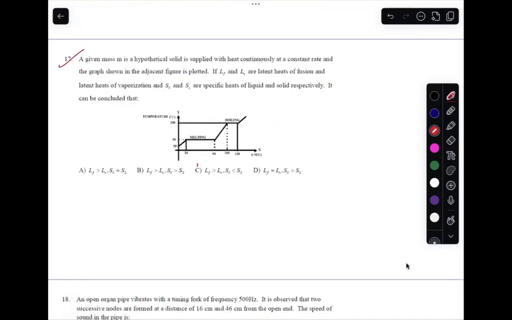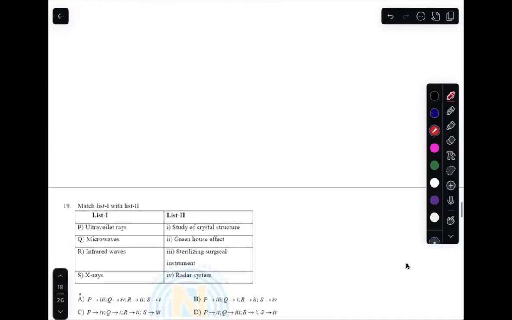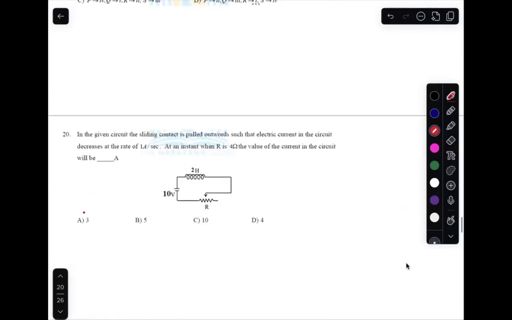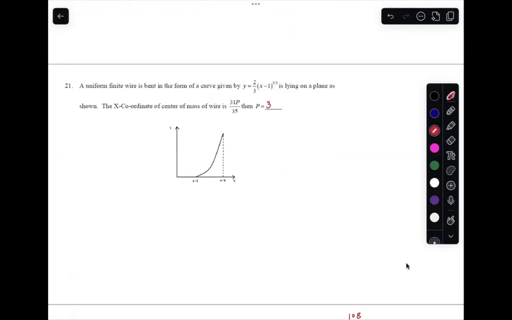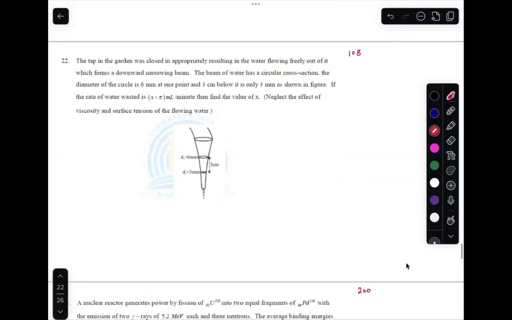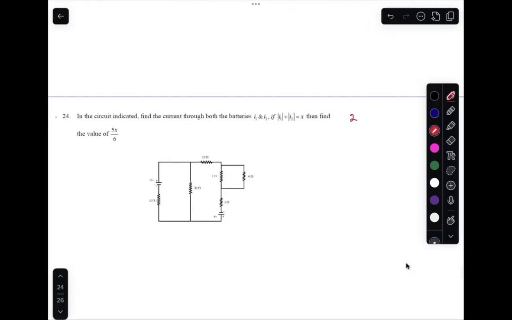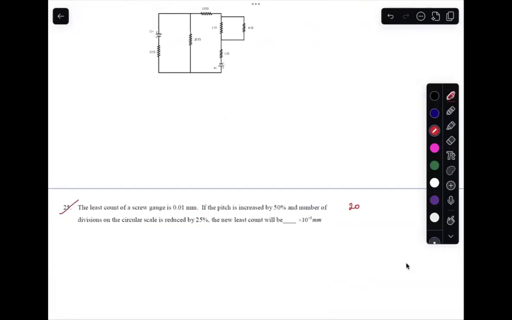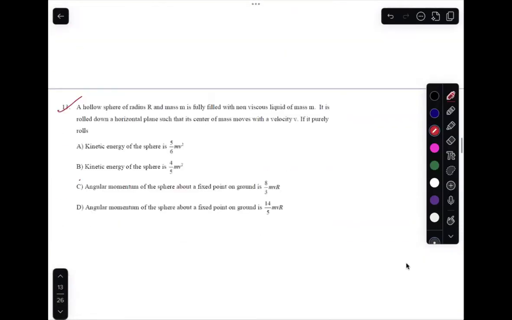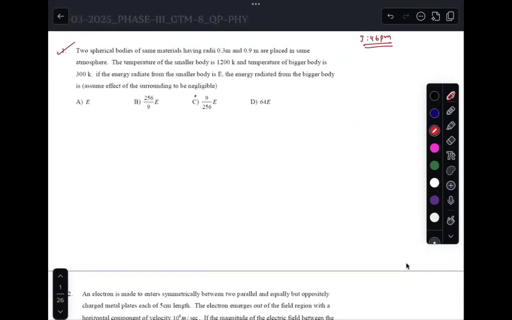Graph based, simple calorimeter based, we can do. Organ pipe, we can do. Matrix, we can do. It's a previous mains question, so we can do. Numericals, some calculation, some calculation, some calculation. We cannot skip all questions. We can do. Right. Well, let us start dealing with this paper. There is a rough selection from my side.